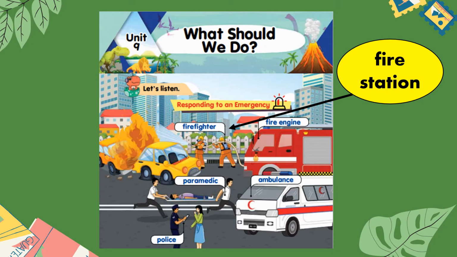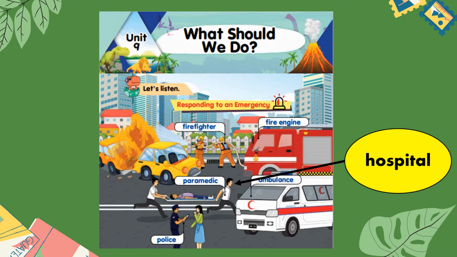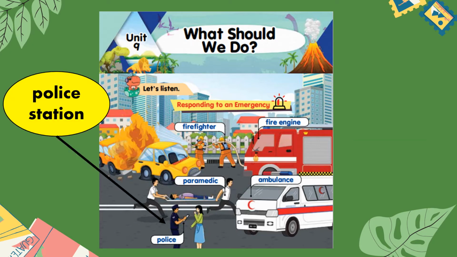What should we do when an emergency situation happens? First thing first, we should call 999. We should do an emergency call. We call the local authorities such as the fire station. The firefighter will come and help us. Also the hospital, the paramedic will come and help us. Police station, the police will come and help us to control the situation.